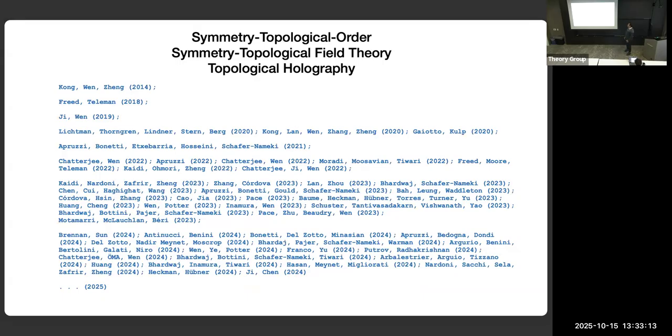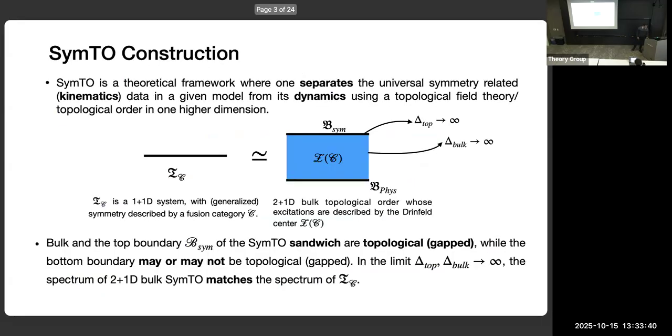So symmetry topological order, also called symmetry topological field theory, also sometimes called topological holography, is a very quickly growing field. There have been a lot of papers recently. These are the papers I collected until 2025. I didn't even update this since last year, but essentially it's exploding. I'll not cite all of these again. I just wanted to show that this framework has been very intensely studied, and people are trying to find new applications. I use the word SymTO, symmetry topological order. I'll try to give a very quick summary of it.